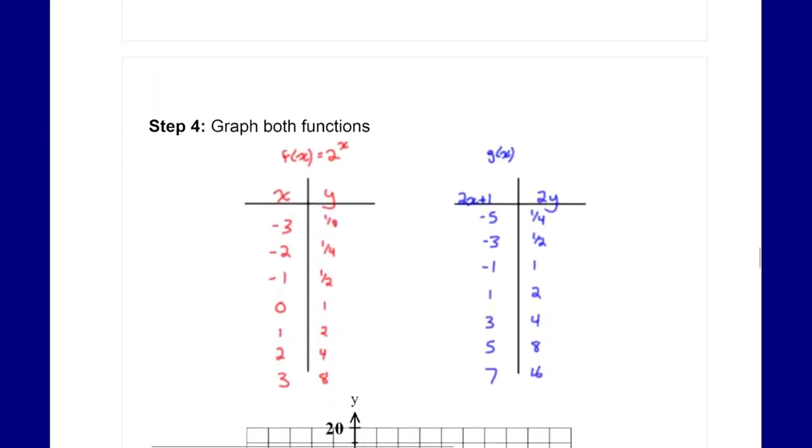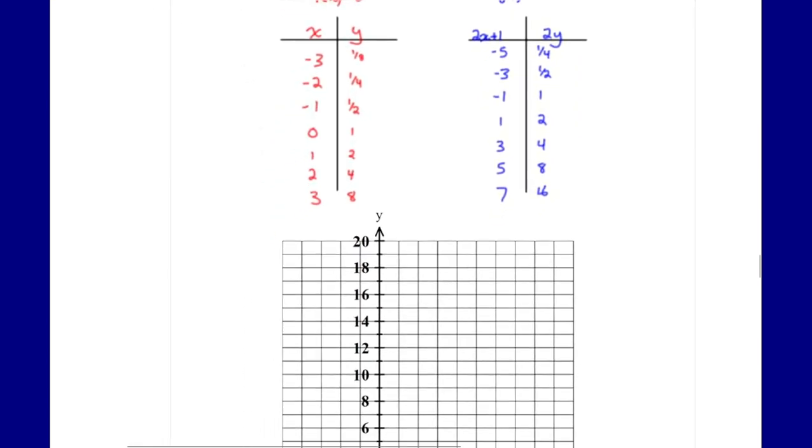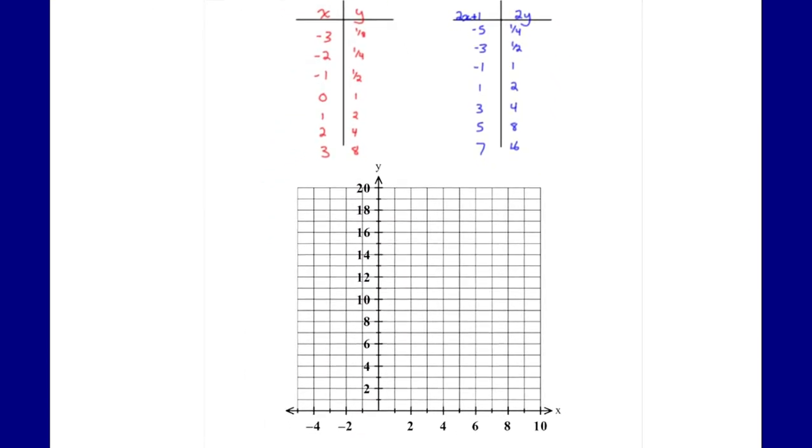So now that I have those two functions, I can go through and plot them on my graph. I'm going to plot both of them in this case just to get an idea of it. So we're at -3 and 1/8, so very small, -2 and 1/4, -1 and 1/2, 0 and 1, 1 and 2, 2 and 4, and 3 and 8. Not very good. So there's my parent function, f at x.